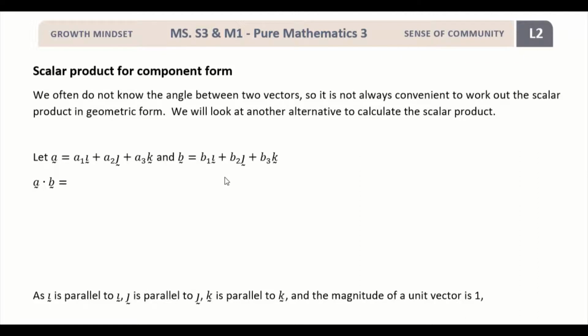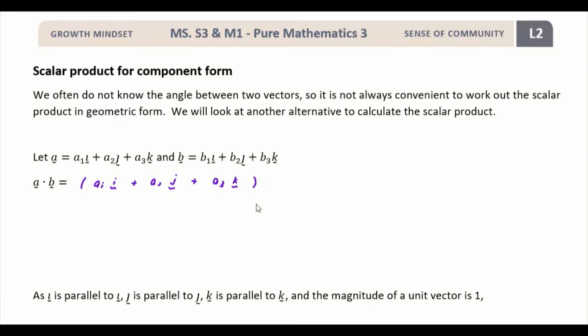Let's try to derive the formula. Let's say the component form for vector A is A1 i plus A2 j plus A3 k. The same thing for B, you have B1, B2, B3 for i, j, k. If we try to do A dot B, it means A multiplied by B, so let's put them together: A1 i plus A2 j plus A3 k.